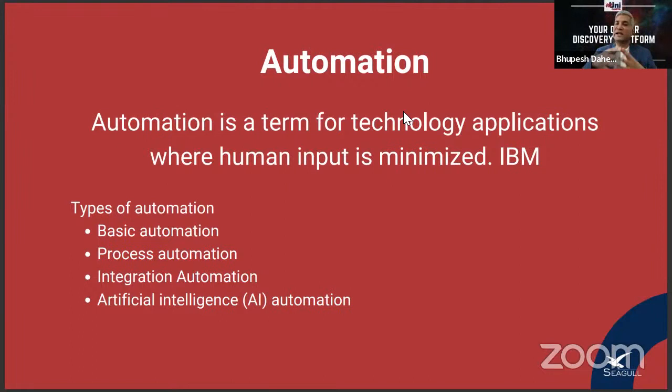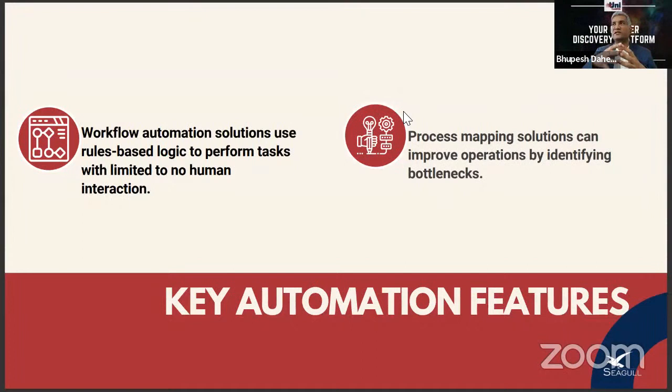AI-driven automation does not require any human intervention, wherein the AI itself decides which process needs to be automated and does that. Now, key features of automation. There are multiple features, but I have put down only two major features of any successful automation.